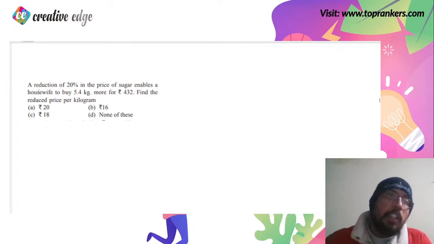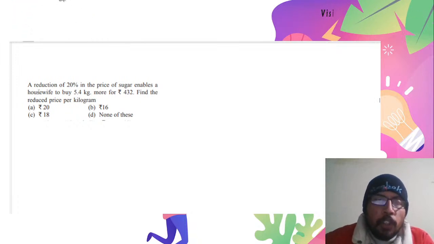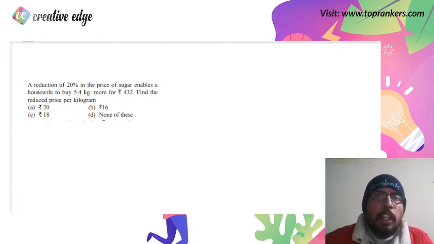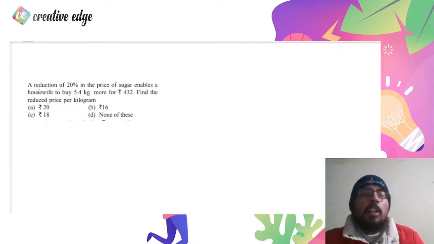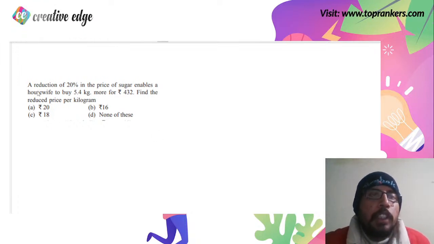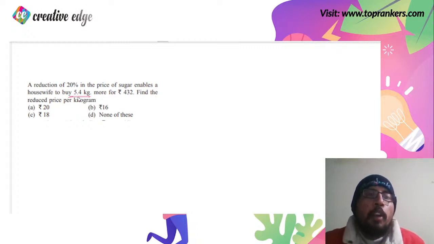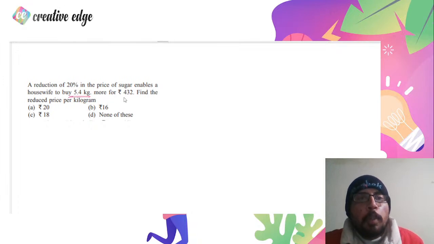Now this question requires a little bit of attention. There may be many people who did not understand this question at first. I will be explaining this question as well because this question is way more interesting than all the questions that we discussed previously. So the question reads that a reduction of 20% in the price of sugar enables a housewife to buy 5.4 kg more for rupees 432.